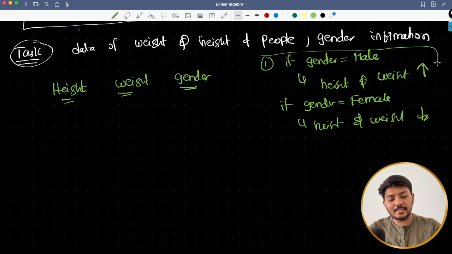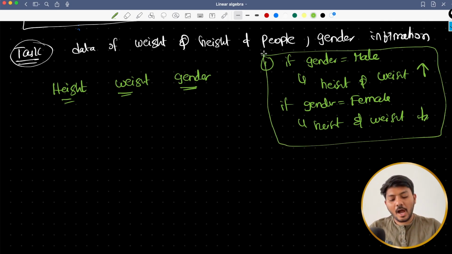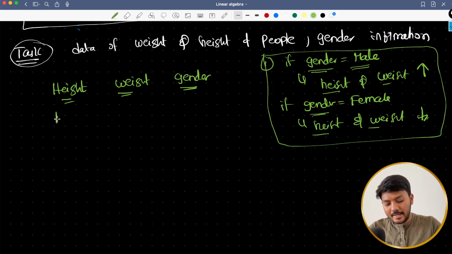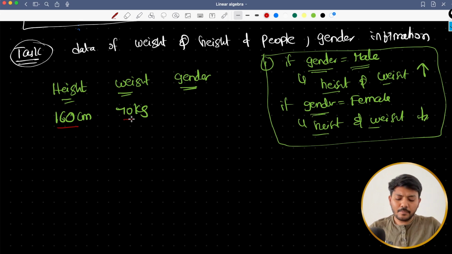I am just generalizing this rule, it is not accurate. Of course there might be some male candidates in which their height and weight are very less, and there might be some female candidates in which their height and weight is very much tall. So there are some exceptions, but in general you can treat this like this, right? So let's take this data point. So let's say I have height as 160 centimeter and weight as 70 kg. So if I have to assume, usually it could be a male person, right?